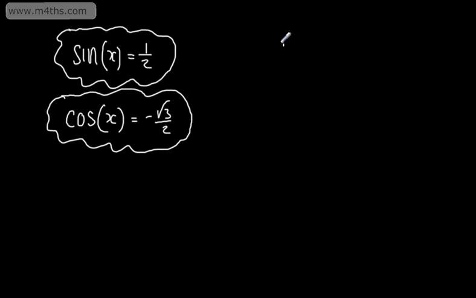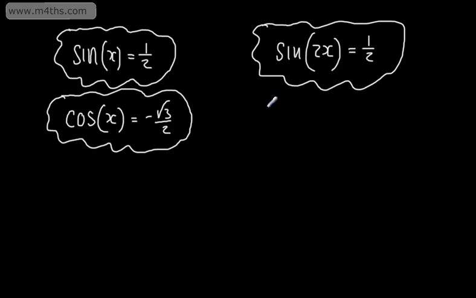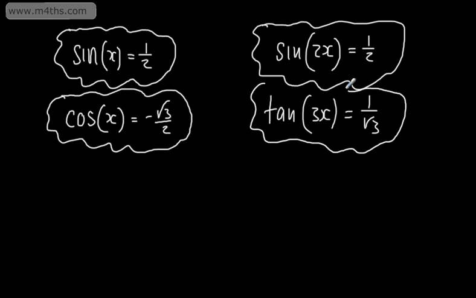We might have, for example, sine of 2x is equal to 1/2. So instead of just solving for x, we're now solving for 2x. And again, we'd be given an interval. So that interval might be from 0 to 360 degrees, 0 to 180 degrees, negative pi to positive pi. It all depends on the question. Another example might be tan of 3x is equal to 1/√3. Again, we'd be given an interval to solve for x.